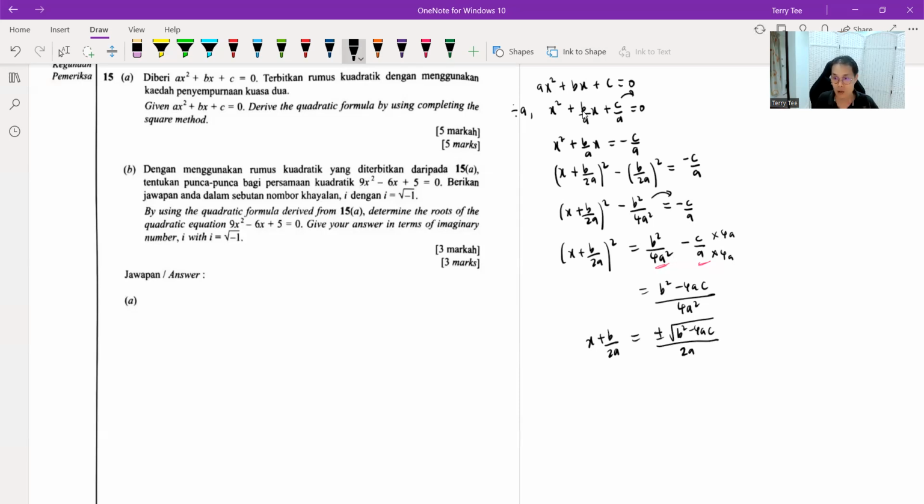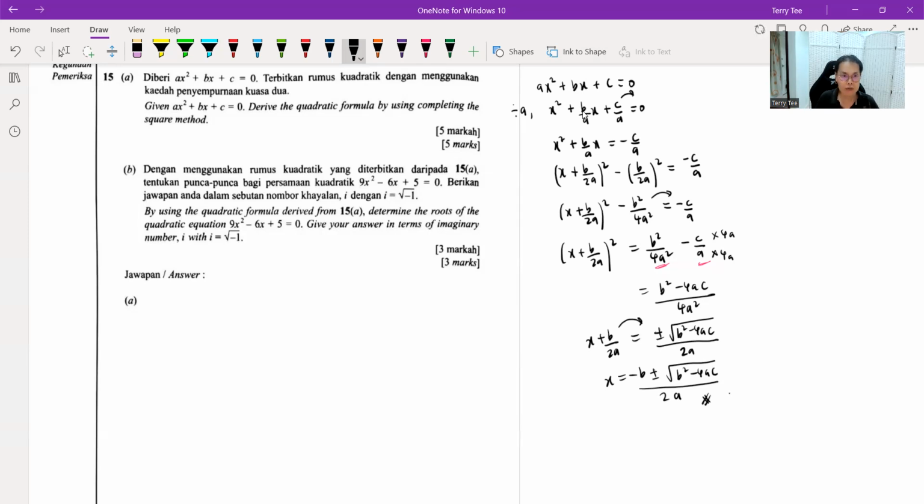Look at this. We're very close to the final answer. Just bring this over. X is minus b. Since this is 2a, this is also 2a, we can put it together as 1. Minus b plus minus square root of b squared minus 4ac, over 2a. There you go. We managed to get the quadratic formula.